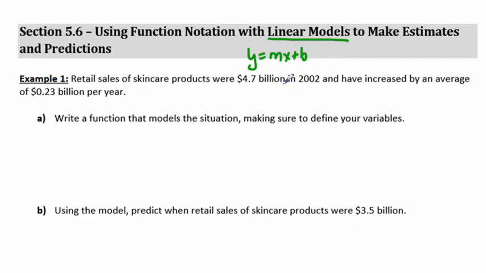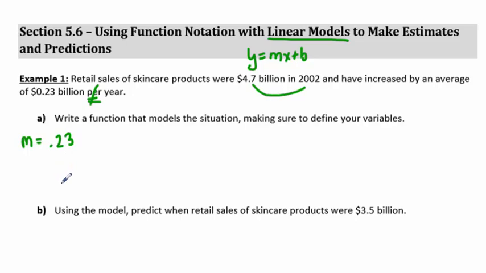I'm scanning my information. I see that I have 4.7 billion in 2002. That's probably an ordered pair. And I have increased by an average of 0.23 billion per year. Because of the word per right there, I know that this is a quotient, a division of billions of dollars per year. This is a slope value. So they're actually telling me the slope of this function is a positive 0.23.